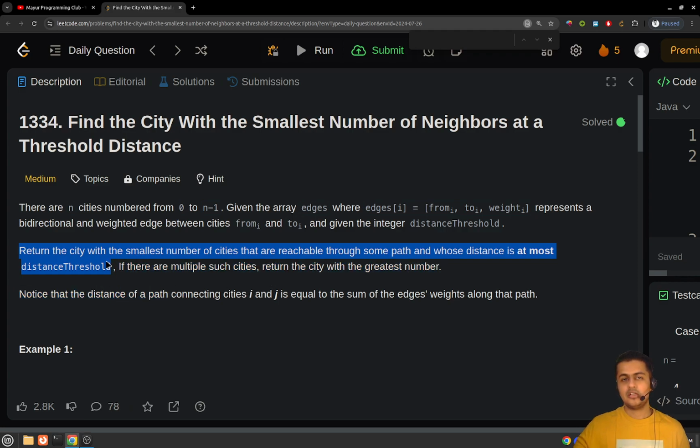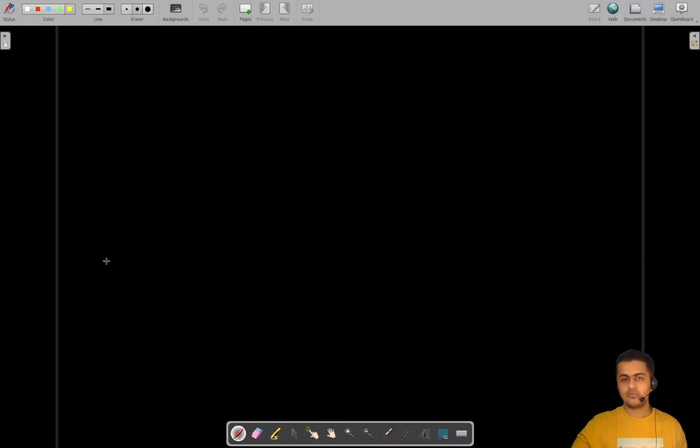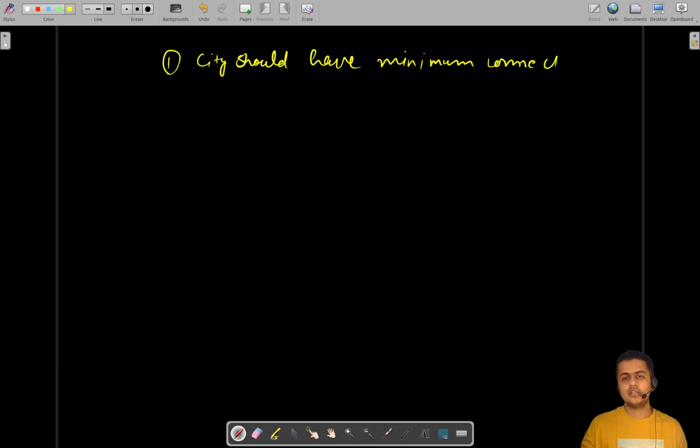There are two things. Let's take the board and write it down. The first thing is that the city should have minimum connections, minimum cities reachable. So it means that the number of cities that are reachable by this city should be minimum. The second condition is that all the cities that are reachable by this city should be within the threshold distance, and these minimums that we are counting should be within the threshold distance.